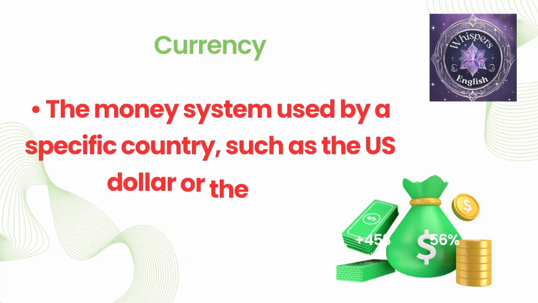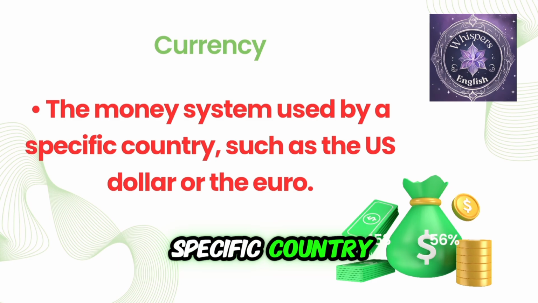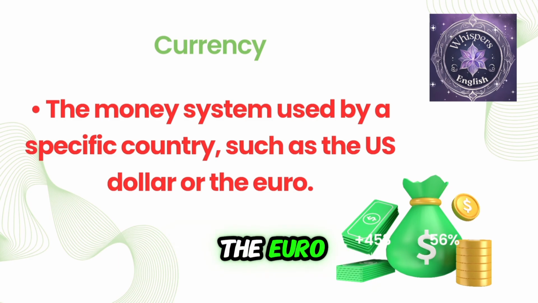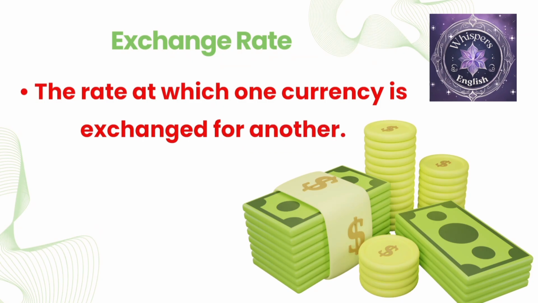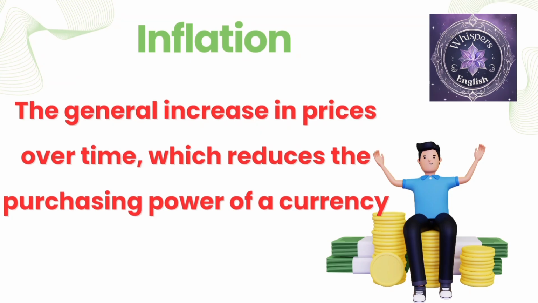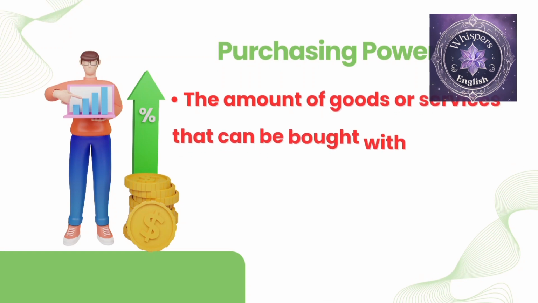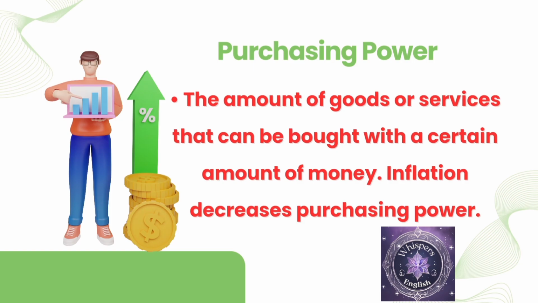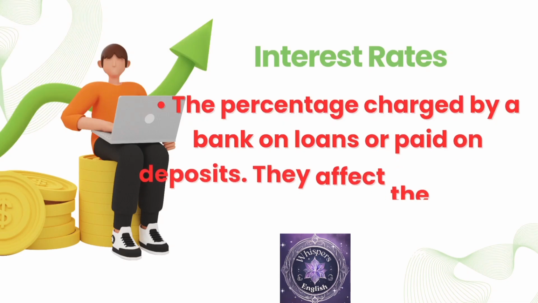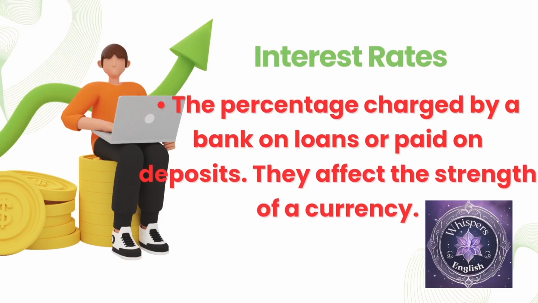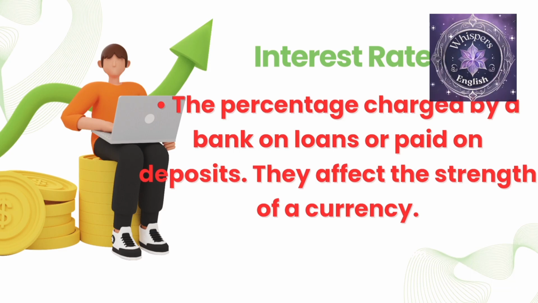Currency. The money system used by a specific country, such as the US dollar or the euro. Exchange rate. The rate at which one currency is exchanged for another. Inflation. The general increase in prices over time, which reduces the purchasing power of a currency. Purchasing power. The amount of goods or services that can be bought with a certain amount of money. Inflation decreases purchasing power. Interest rates. The percentage charged by a bank on loans or paid on deposits. They affect the strength of a currency.